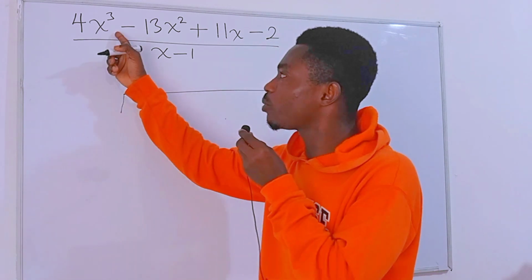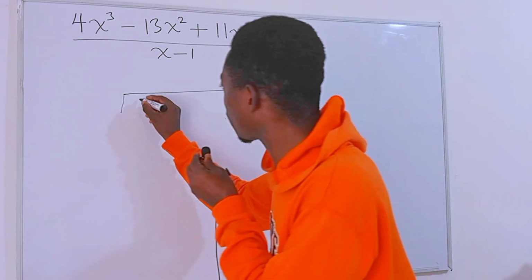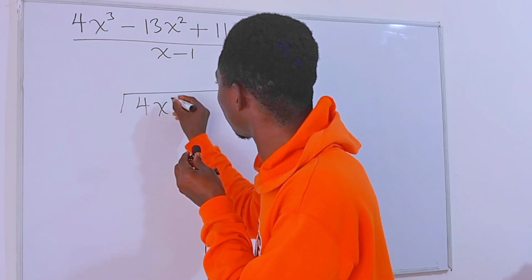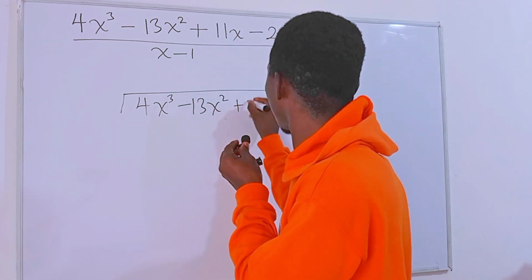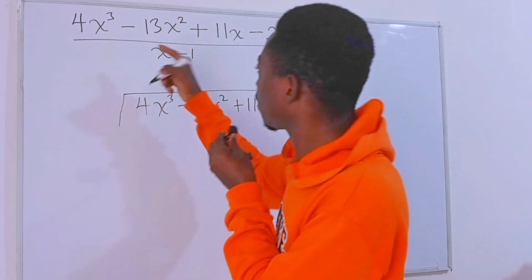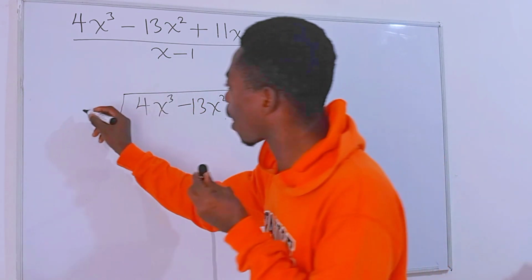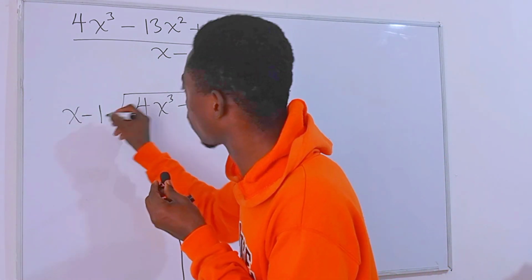And as always, the numerator will come inside. So I'm going to copy everything right here. Minus 13x squared plus 11x minus 2. Easy. Then the denominator will come outside. So we're going to have x minus 1.